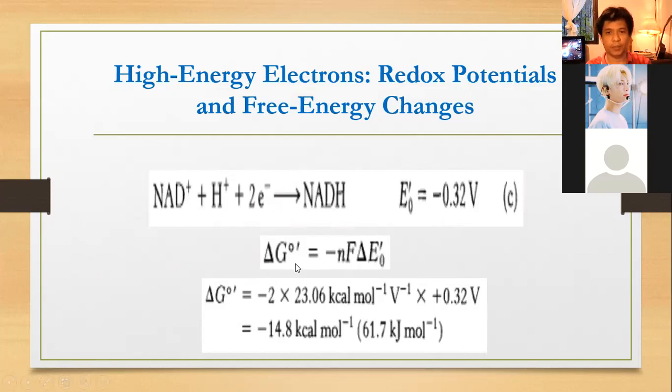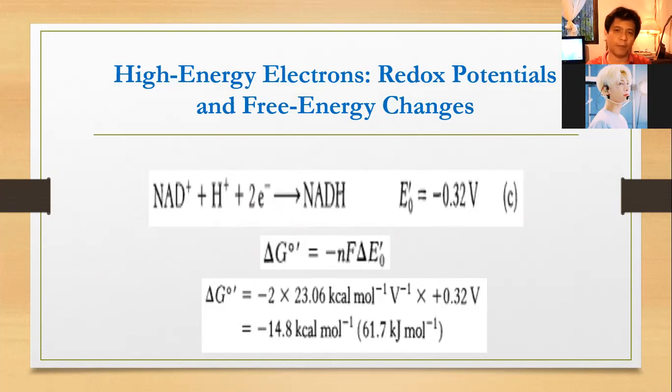And then, of course, I hope you still remember this formula ng delta G. So delta G is equal to negative nFΔE, where n is the number of electrons, F here is your Faraday's constant. Remember Faraday's constant yung 96,500. Tapos ito yung delta E, ito yung negative 0.32. So pag kinumpute nyo yung potential, yung potential ng NADH becoming NAD+.